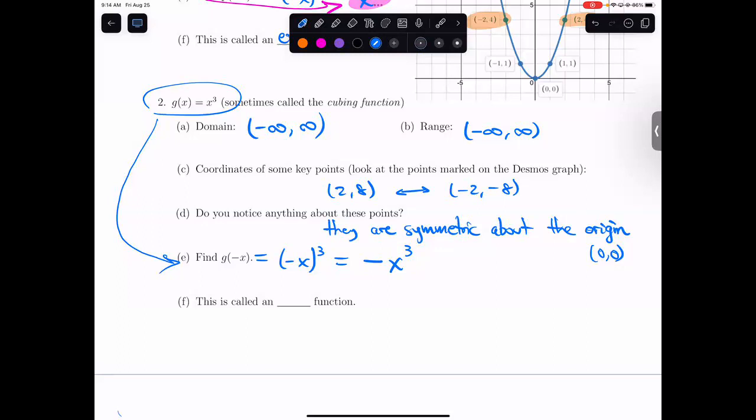Okay. Now I want to do the same thing that we did with the other one and compare that back to where we started. Here's the original function. Here's what we just found. How would we describe those? Well, they're definitely not the same, right? That's what happened with the other one. X cubed and negative x cubed. The difference is the negative sign, right? What does the negative sign do though?